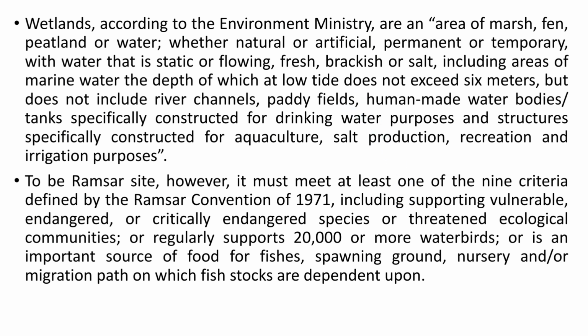And to become a Ramsar site, the wetland must meet at least one of 9 criteria defined by Ramsar Convention in 1971, including supporting a vulnerable, endangered or critically endangered species or threatened ecological communities, or regularly supports 20,000 or more water birds, or is an important source of food for fishes, spawning ground, nursery and migration path on which fish stocks are dependent upon.